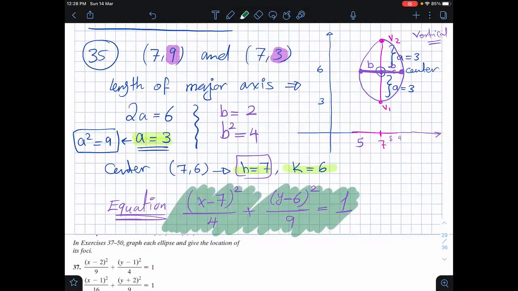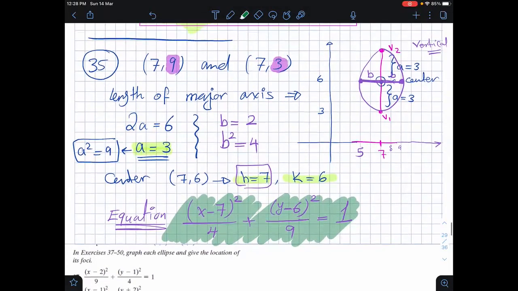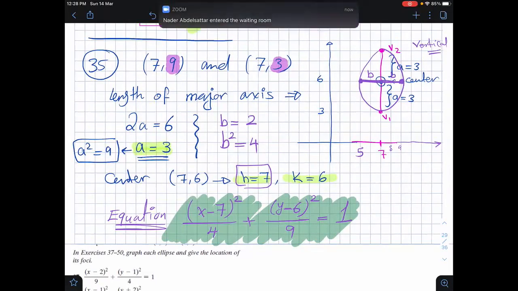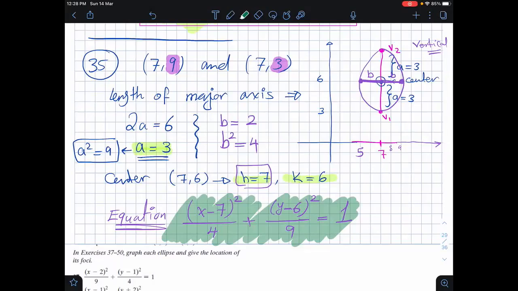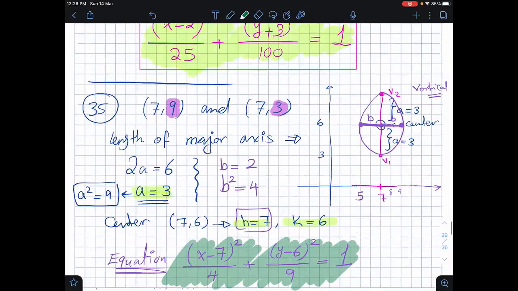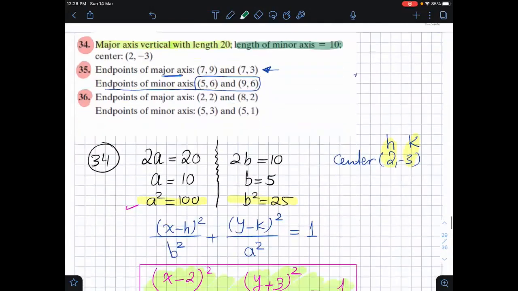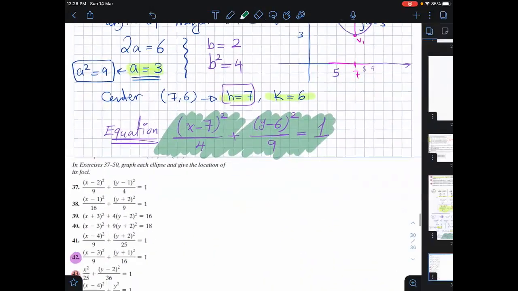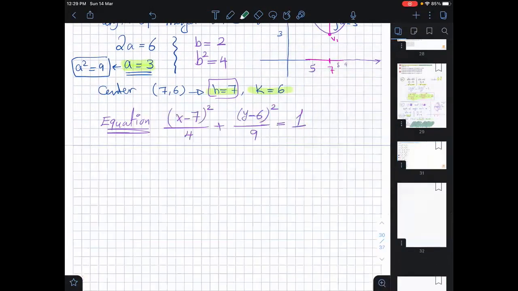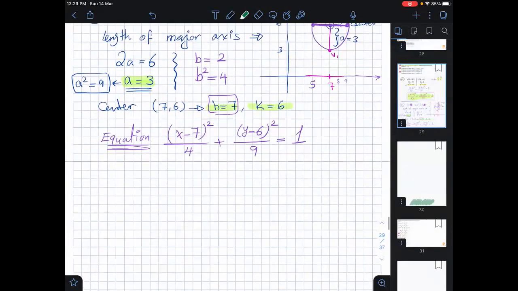Any questions? Grade 11B, Question 35. It's given two endpoints, 7, 9 and 7, 3. I think this question is very, very important. I will bring it in the quiz session, inshallah. Number 36. Yes, you can participate. You can answer.